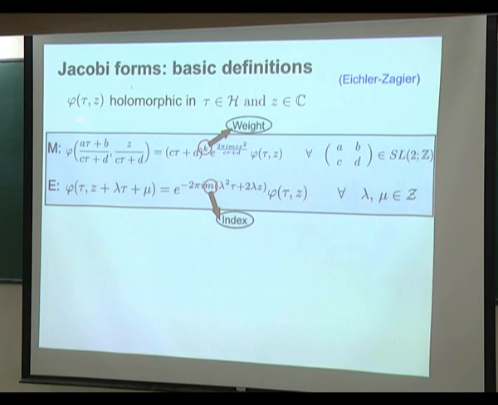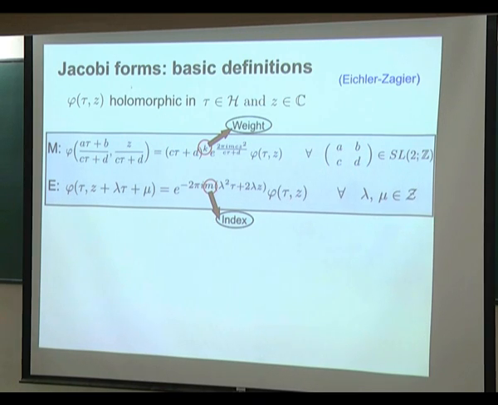So a Jacobi form is sort of the next level of an automorphic form. We saw modular forms of one variable. Now we have Jacobi forms of two variables. One of the variables, tau, lives in the upper half plane, and z lives in the complex plane. And a Jacobi form here is holomorphic in both these variables.